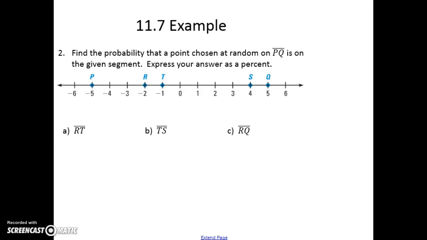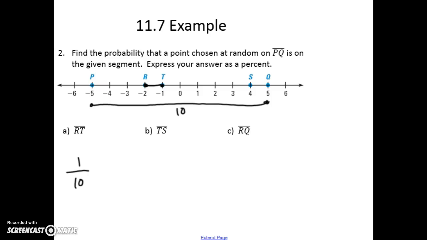So take a minute to answer these 3 questions. First, when we find the probability that a point chosen at random on PQ is on a given segment, it'll be helpful to know what PQ is. So PQ is a distance of 10. So that's going to be all my possible outcomes. So I can put everything over 10. And so then I simply need to figure out how big each of these segments are.